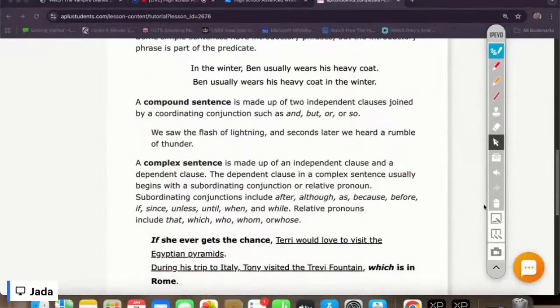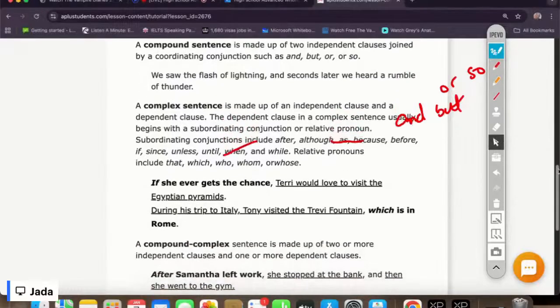Now we have the compound sentence, made up of two independent clauses joined by a coordinating conjunction such as and, but, or, and so. So that's the compound sentence. It is made up of two independent clauses. We saw the flash of lightning, and seconds later we heard a rumble of thunder.